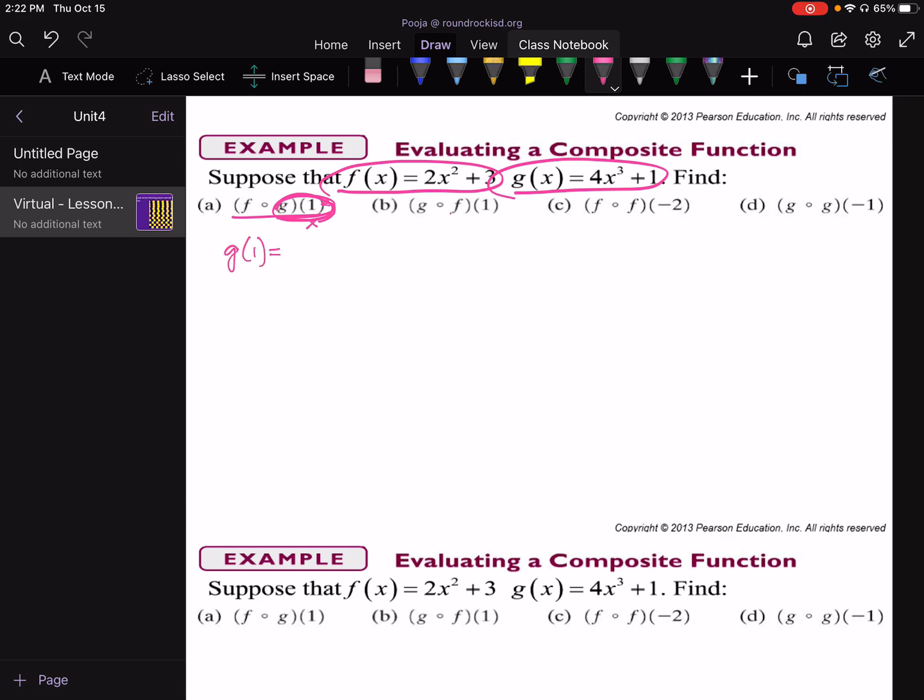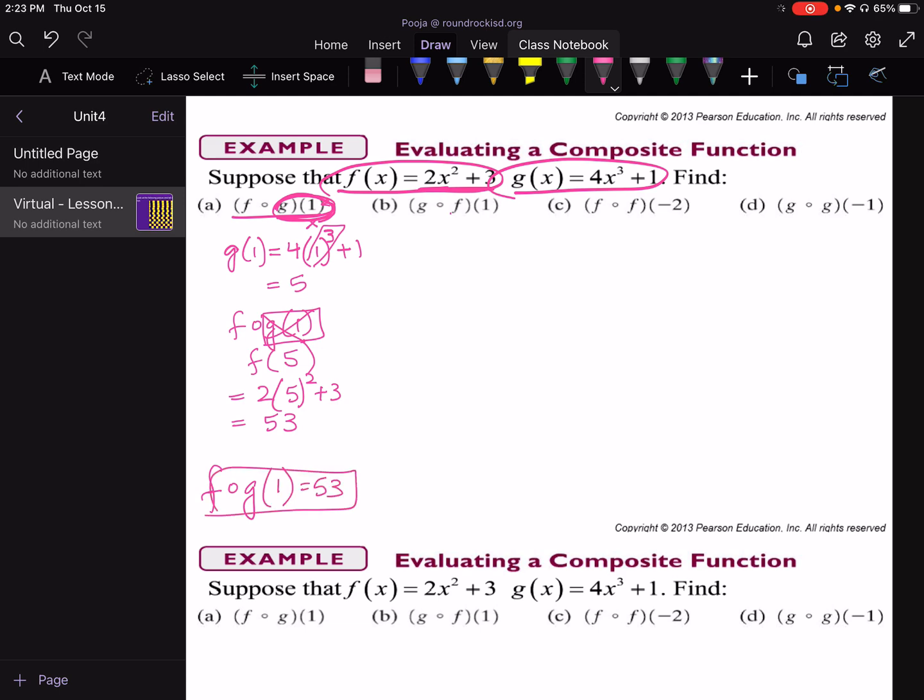And obviously for that I need the g function, and I'll substitute 1 for all x's. Wherever I see x, I'm going to substitute 1 in there. 1 to the third power is 1, so this boils down to 5. Now if you notice, I already evaluated g of 1 and the answer to that is 5. So now I need to find f of 5 and that will give me my final answer. And again, to evaluate the f function, I need to get my eyes on the f function. All the x's will be replaced with 5. This is 53. So my final answer, f composed with g at x value 1, is 53.